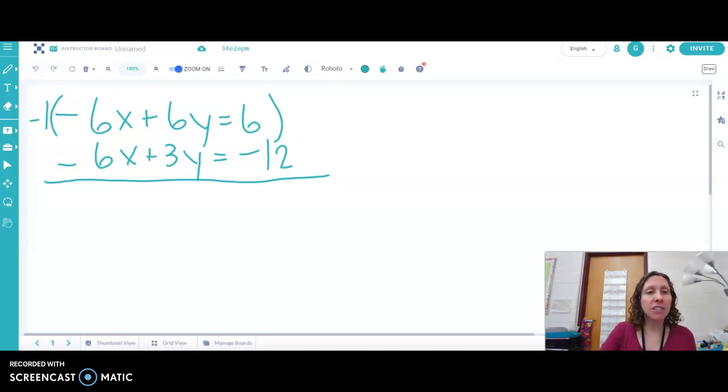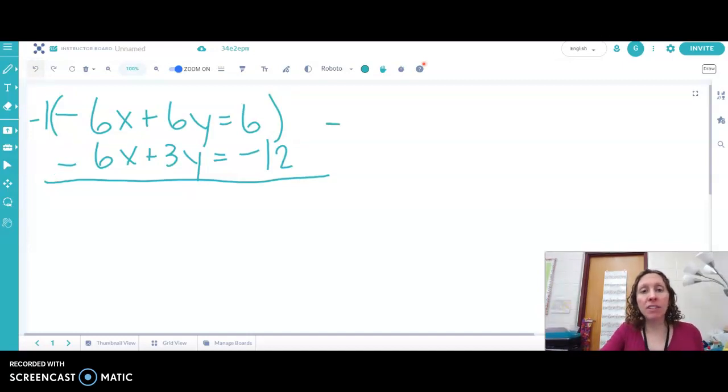The other option is maybe if we multiply the bottom one by a negative 2, that would make this negative 6, and 6y minus 6y would then be 0. So we could do either one of those. I'm just going to do the first one where we're timesing it by negative 1. Just undo those parentheses. There we go.